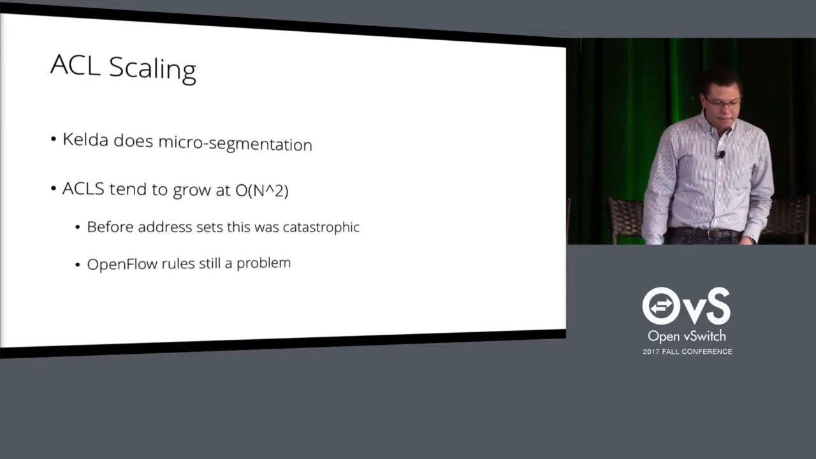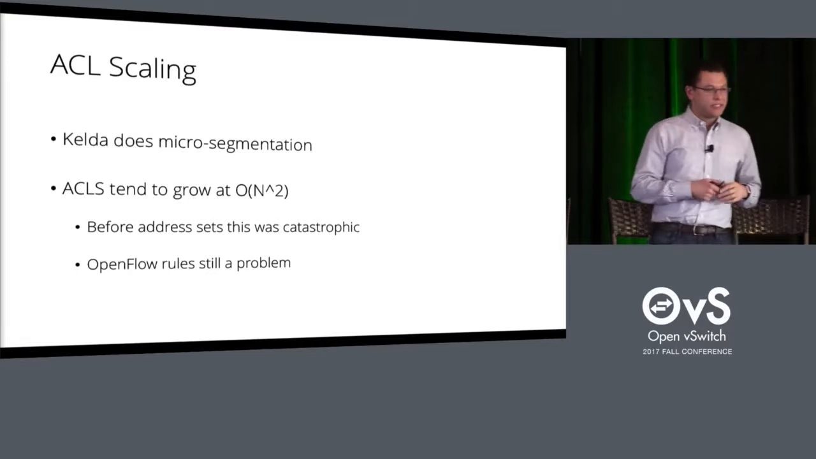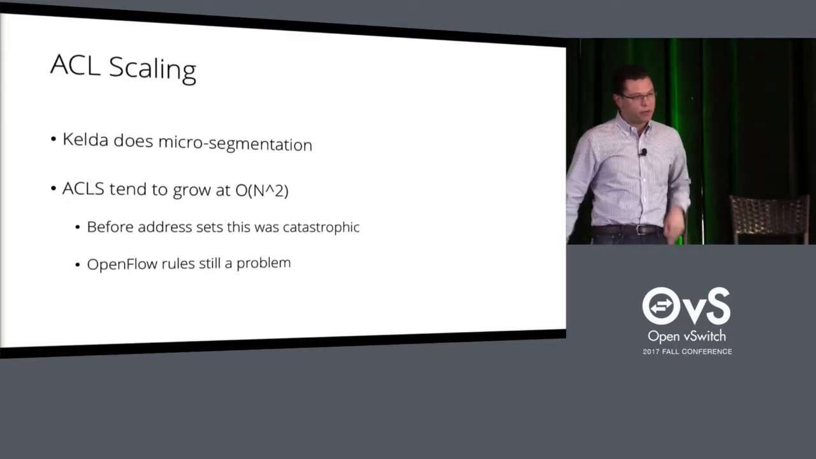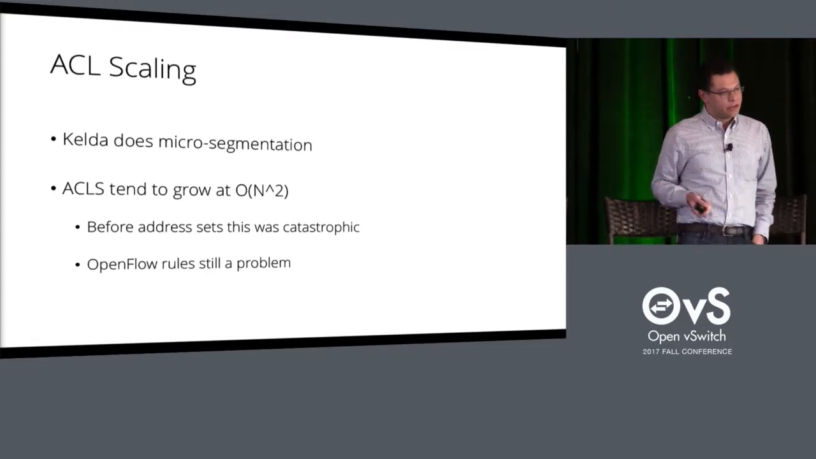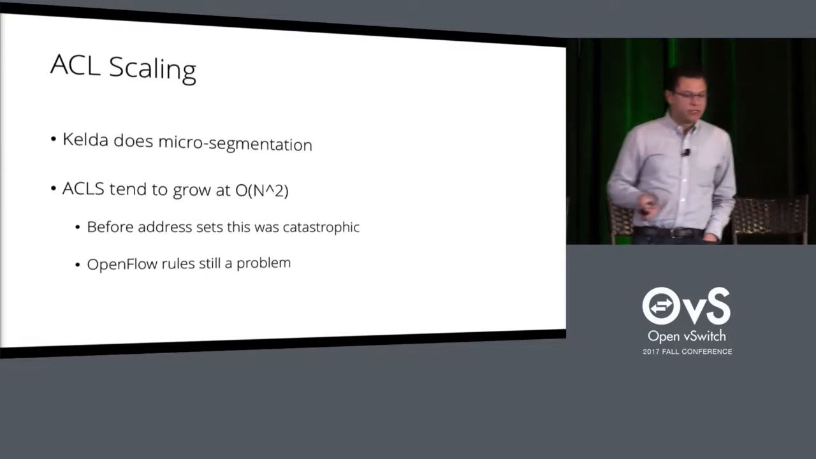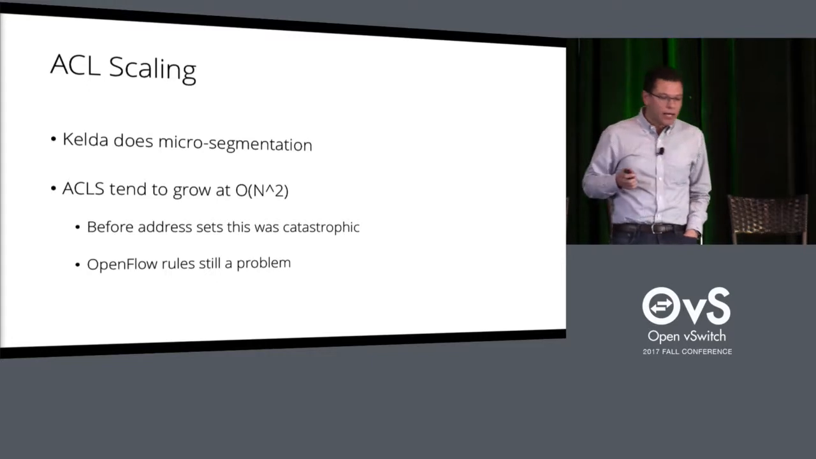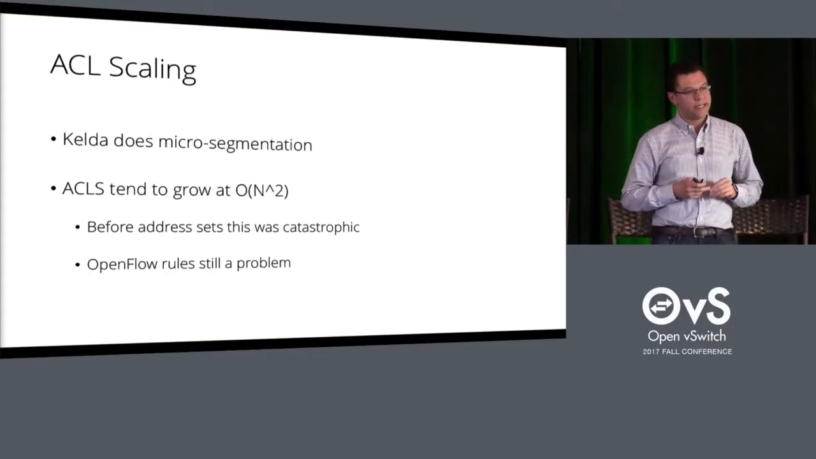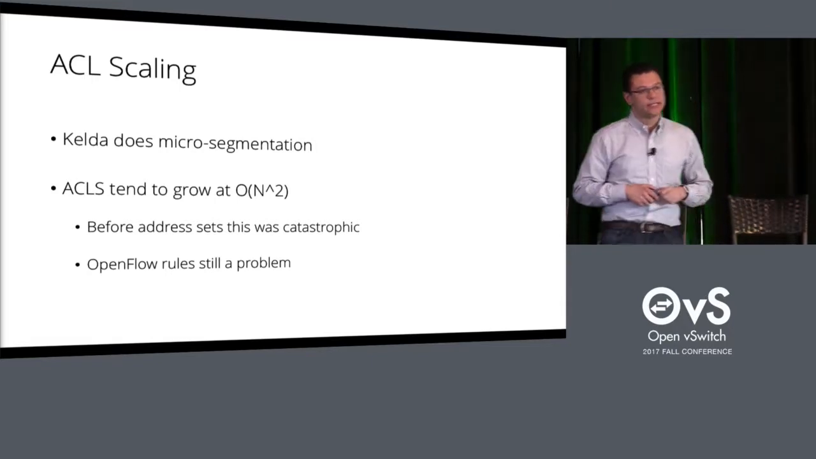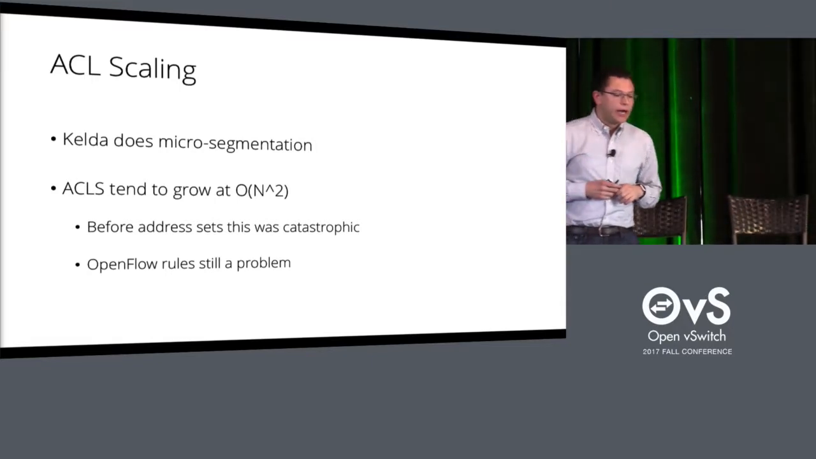So you have roughly O(n²) ACLs for each n containers that you have. And even for relatively small scale, like a 64-node Spark cluster, before address sets, Oven just couldn't boot it in a reasonable period of time because it would spend too much time dealing with ACLs. In modern Oven, because address sets were added, the control plane is actually really, really fast for this use case, and we do pretty well.